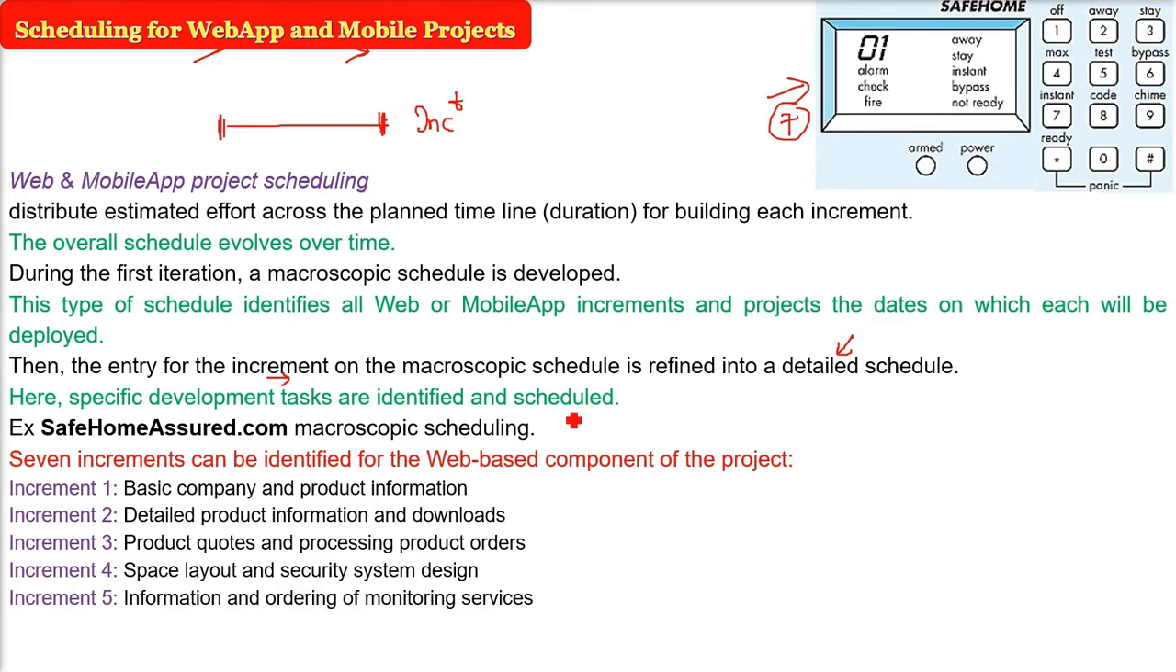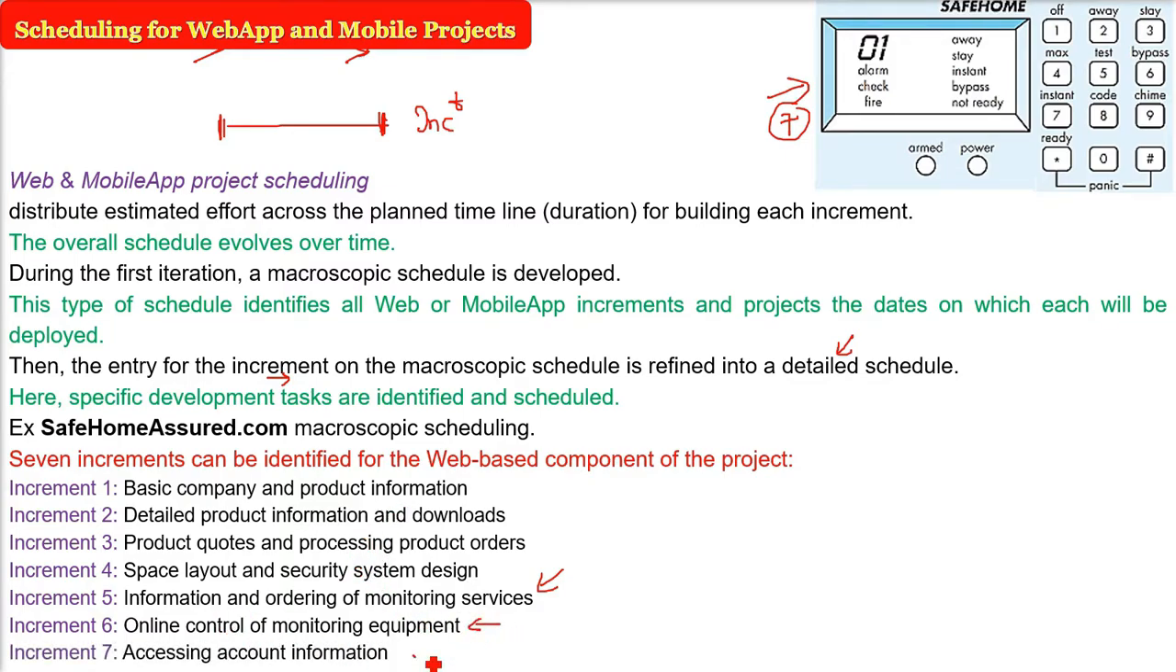So the 5th will be information and ordering of monitoring devices and the services. And then we need to see also the buying part. So online control of monitoring equipment and then the accessing of account information. Don't go into the detail. I'm just saying that let us say these 7 increments have been finalized. This is the macroscopic schedule we have developed in order to track, schedule and control.